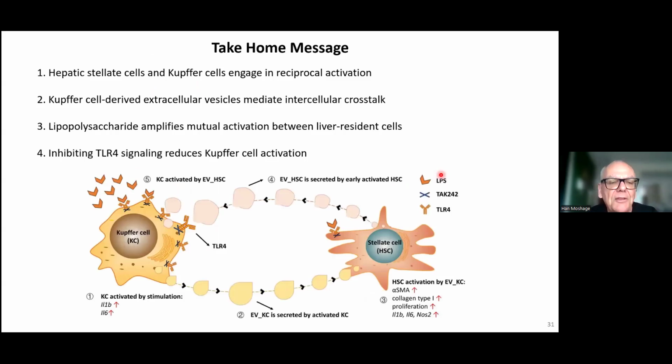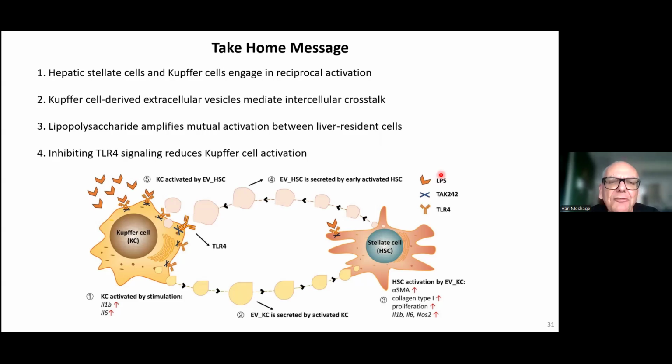So finally, the take-home message of this part is that hepatic stellate cells and Kupffer cells interact with each other in a reciprocal state. They induce each other's activation, and once activated, they increase the activation. This crosstalk between cell types is mediated via extracellular vesicles, at least to a large extent.